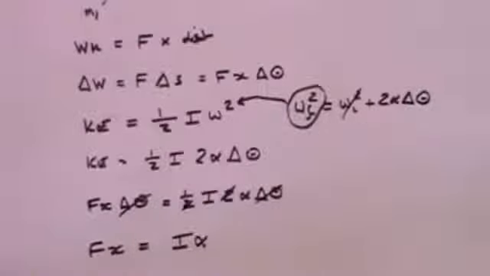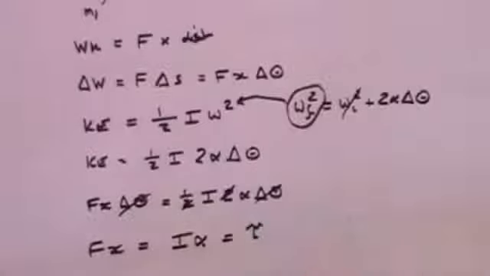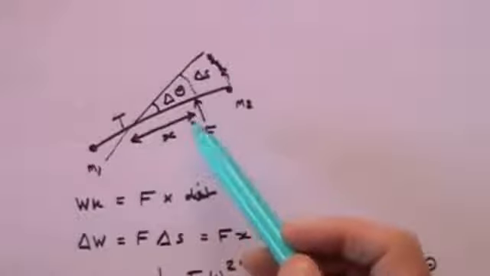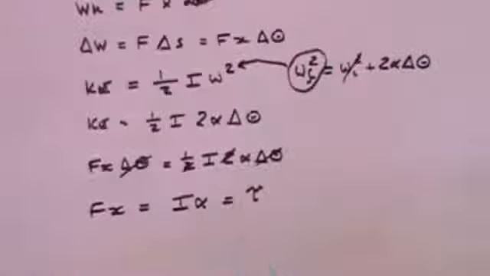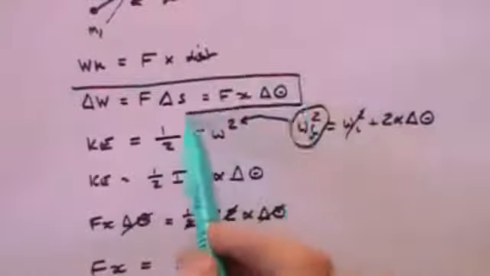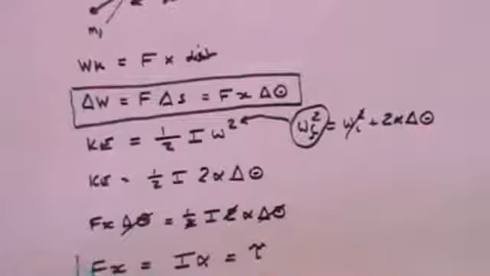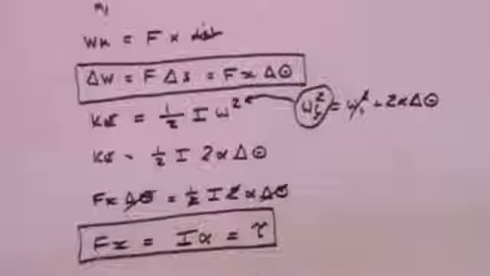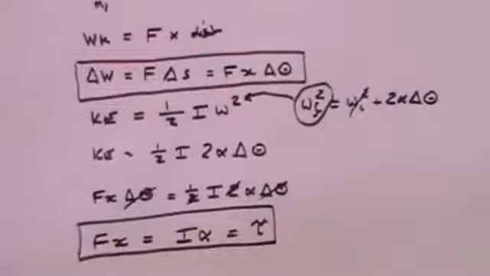But we just showed that I alpha was the torque. So the torque is now the force times the distance from the pivot point. And we'll need to remember two terms here. Firstly, we need to remember this one because we shall use this later. And we'll also need to remember that the torque is the force applied times the distance from the pivot point.